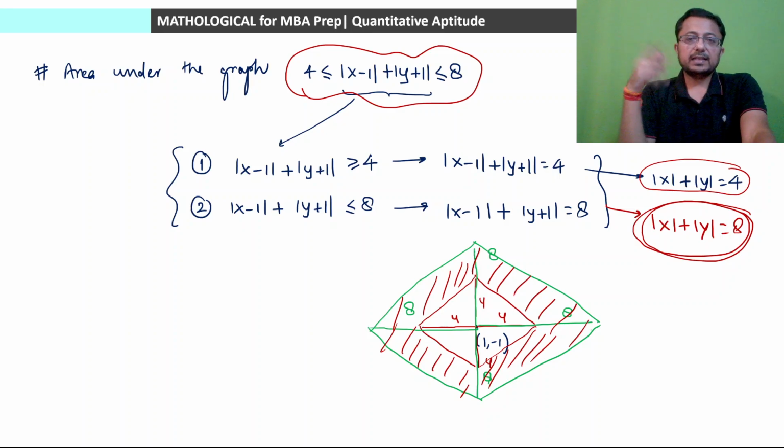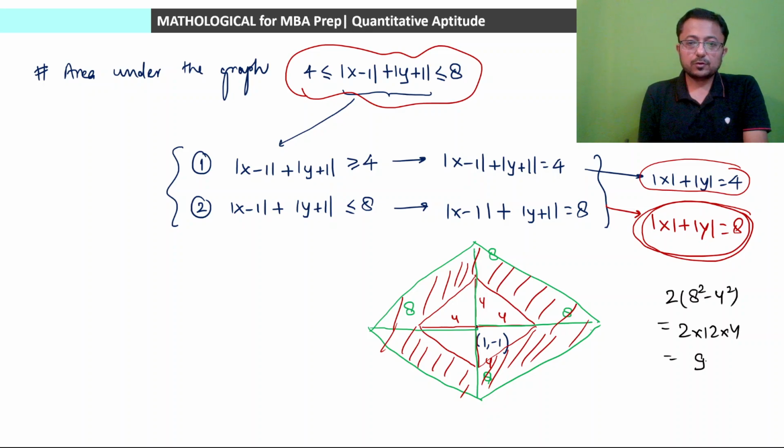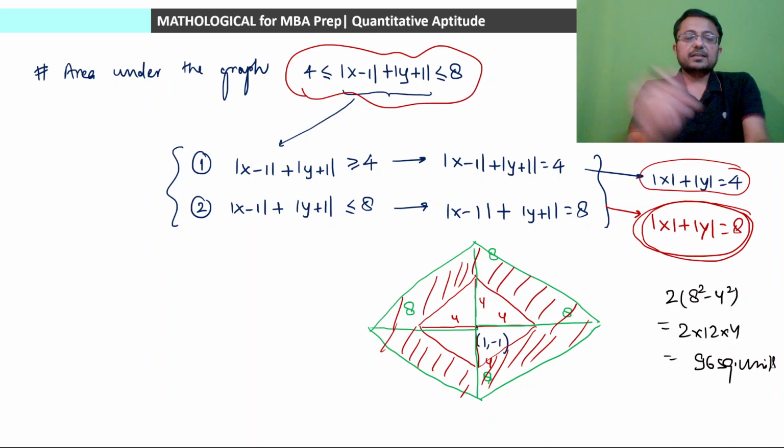Okay, area of the larger region में से smaller region को subtract कर देंगे तो हमें area मिल जाएगा. तो 2 into 8 square minus 2 into 4 square, that will be our answer. 2 into (8 square minus 4 square), so 2 into 12 into 4, that is equal to 96 square units will be our answer. Okay, 96 square units हमारा आंसर हो जाएगा इसके केस में.